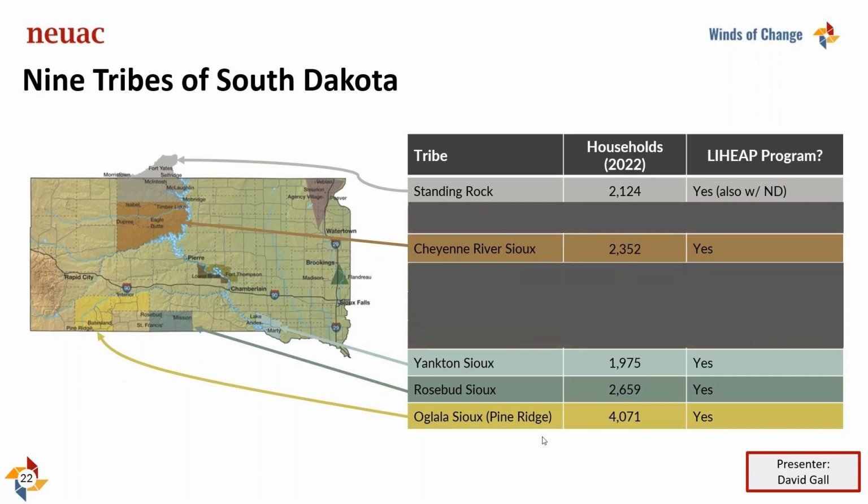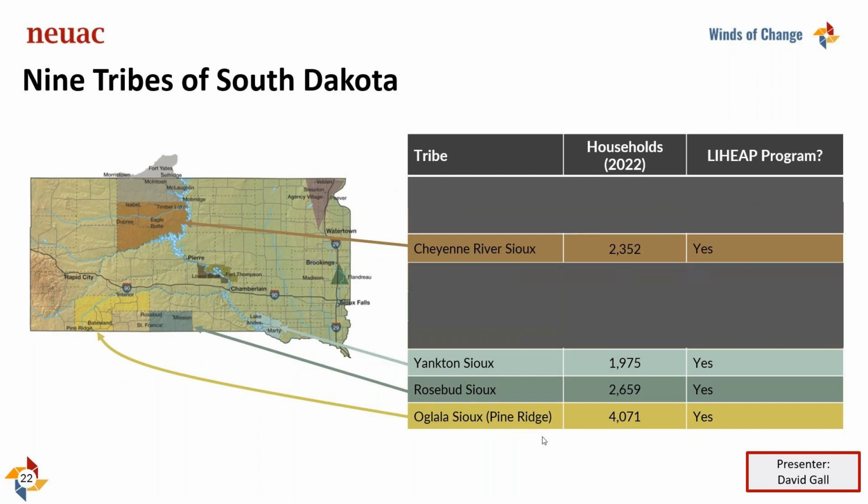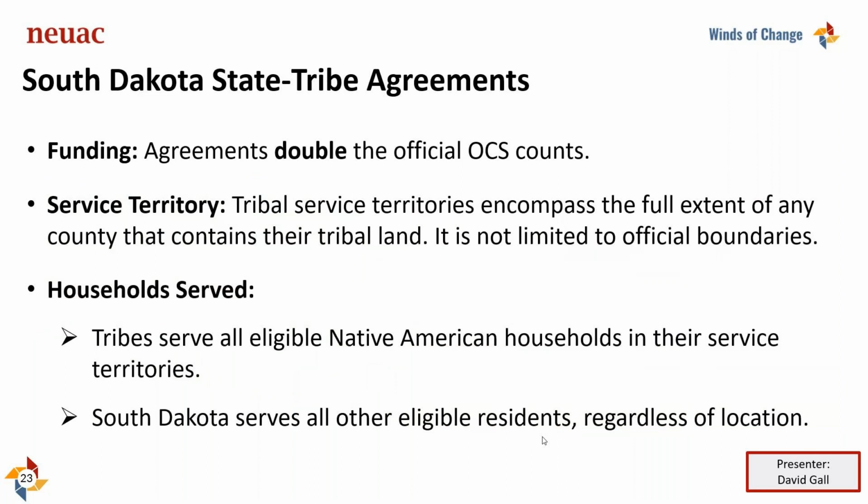And currently there are 5 tribes that administer their own energy assistance programs: the Cheyenne River, Yankton, Rosebud, Oglala, and Standing Rock. Standing Rock also receives funding from North Dakota, so today we're going to talk about the first 4 that only receive funds through the existing agreements. So, about the state tribe agreements that we have.